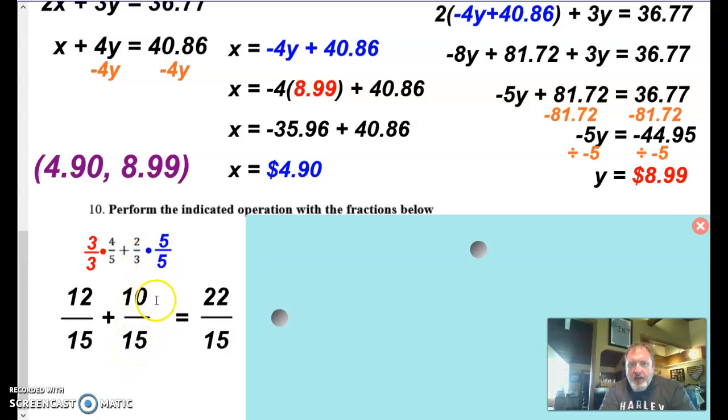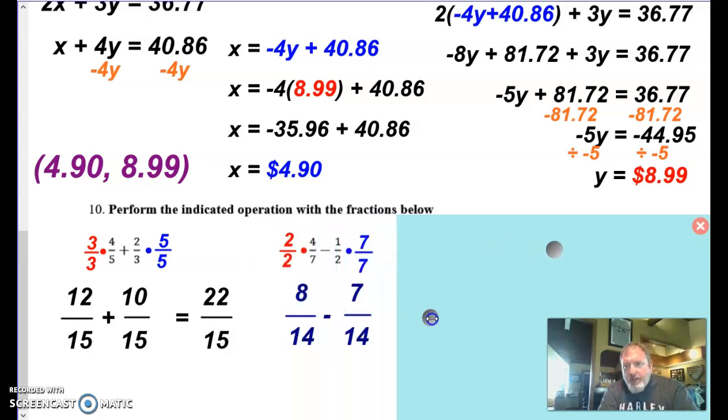Again, why do we do that? When we are adding or subtracting fractions, we must have a common denominator. That bottom number must be the same. When that happens, now we can add. 12 plus 10 is 22. When we have our common denominator, that number does not change. You can leave it as an improper fraction, 22 over 15, or if you prefer, you can change it to 1 and 7/15, but improper form is just fine.